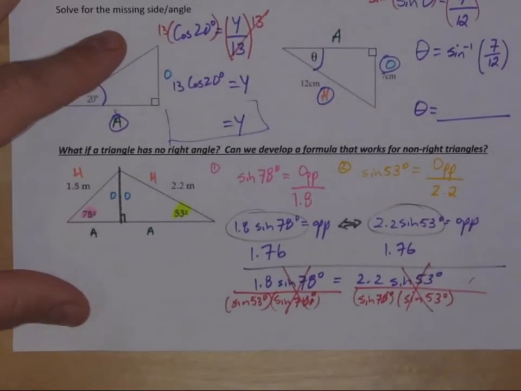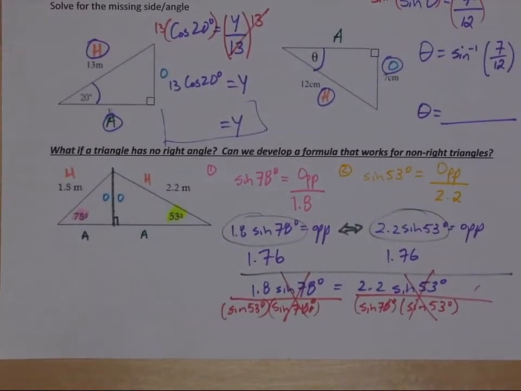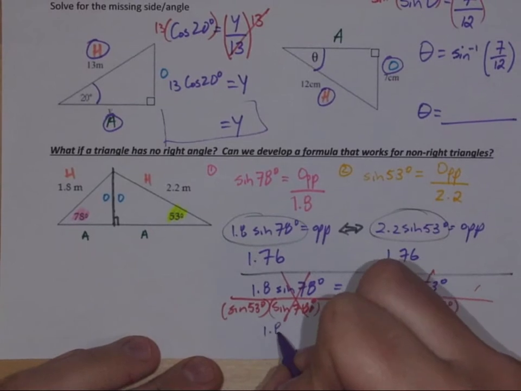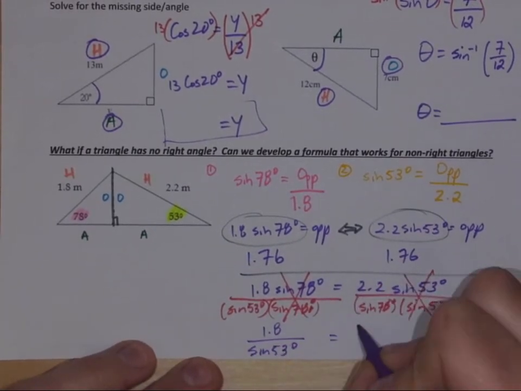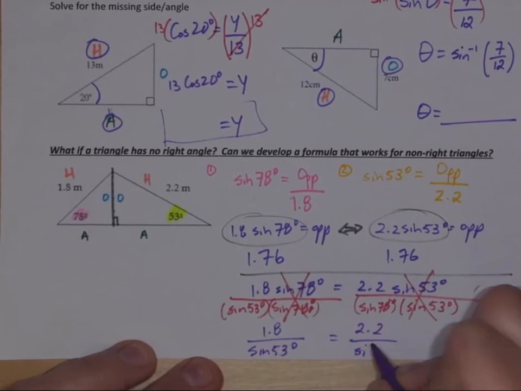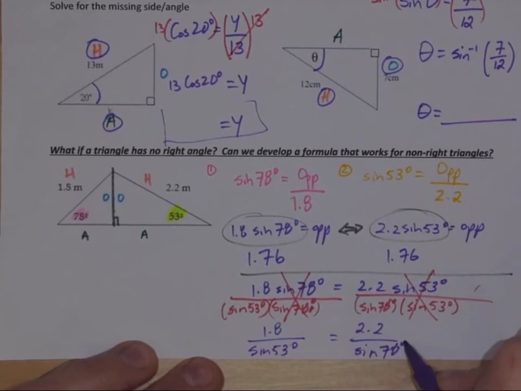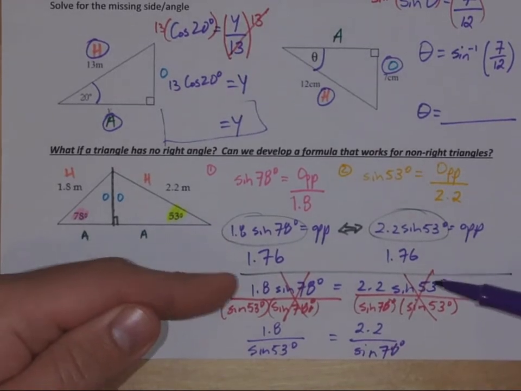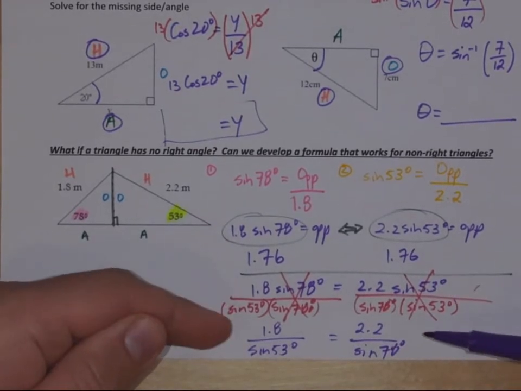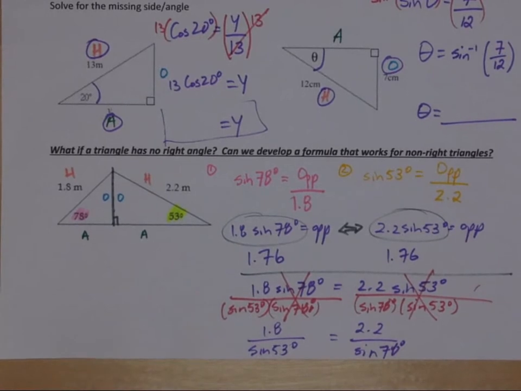So what did I do? Why did I do that? What I've done is I have 1.8 divided by sine 53 degrees is equal to 2.2 divided by sine 78 degrees. Prove that they're even, just rearranged. So when I look at that, how does that help me at all?